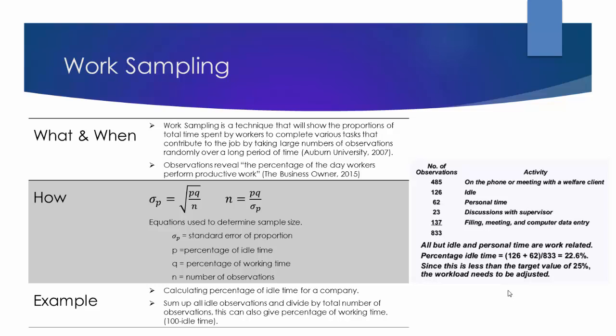Sum up all idle observations and divide by total number of observations. This can also give the percentage of working time. So as you can see, they have all the number of observations. They have 126 observations of idle time and 62 observations of personal times, which both of these contribute to idle time. So you add both of those up and divide by the total amount of observations. Once divided by the total number of observations, this gives a percentage. This percentage represents an individual worker, how much of the time while they're at work they have idle time.